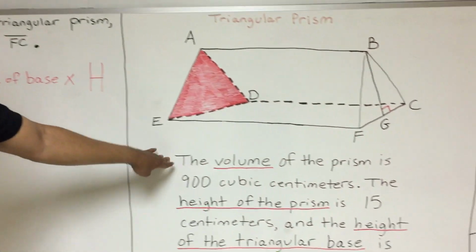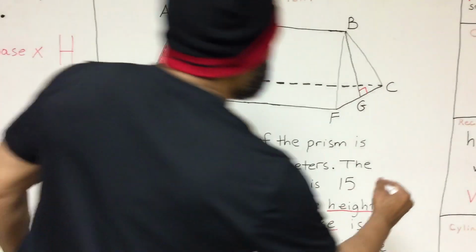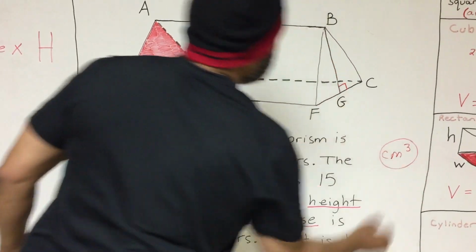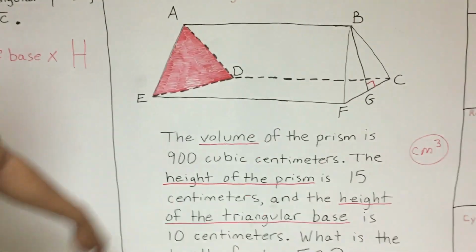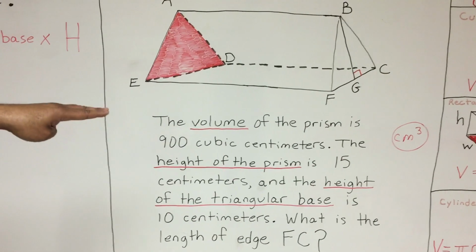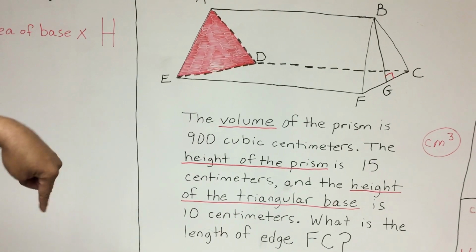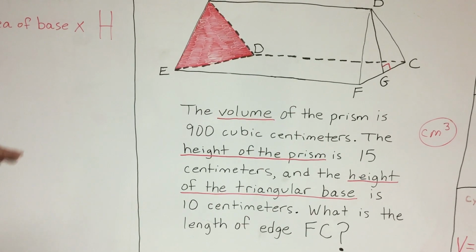Here's the problem. The volume of the prism is 900 cubic centimeters. So in other words, when I get my answer, it's going to be in centimeters cubed. That's what it's telling me. I got to put that in the back as my unit. The height of the prism is 15 centimeters, and the height of the triangular base is 10 centimeters.